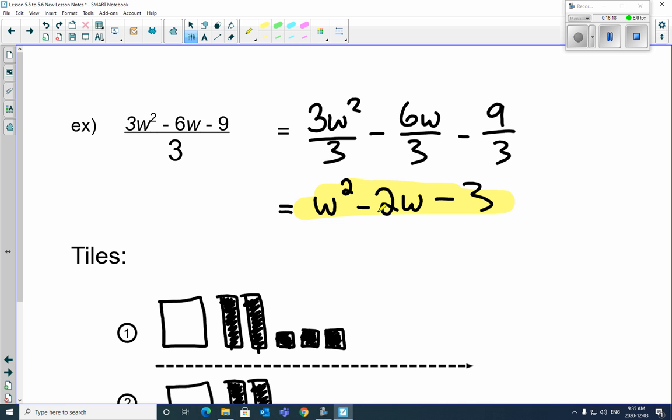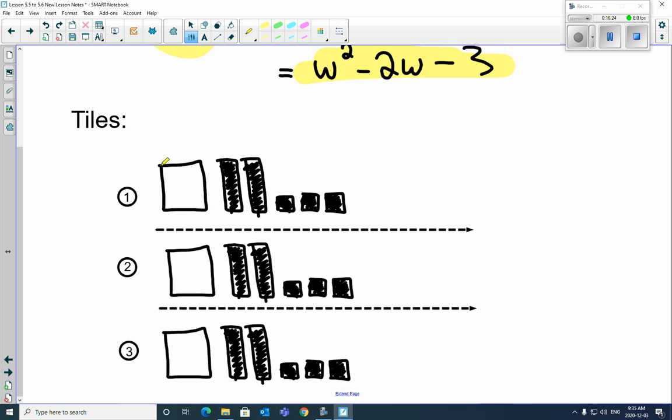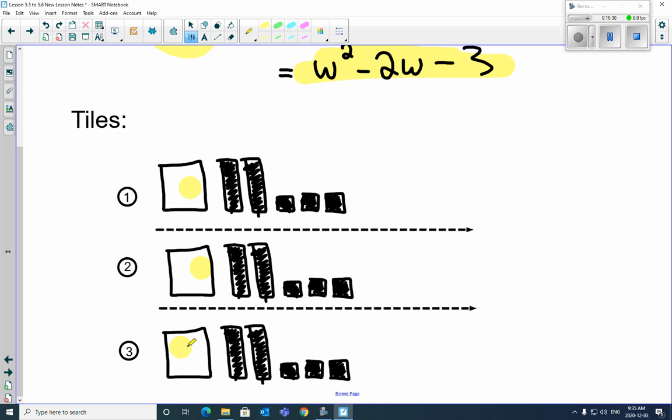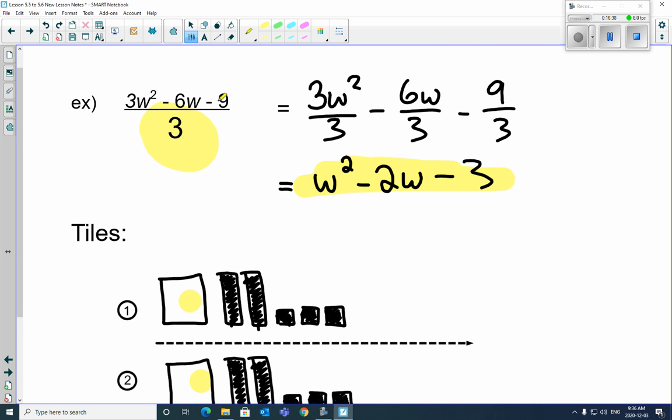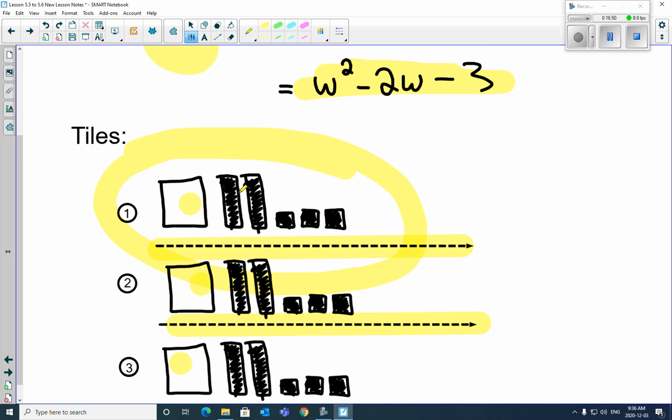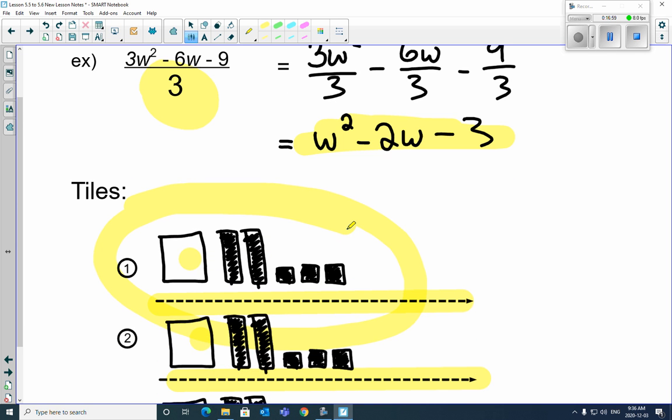So that's algebraically. Now, if you want to do this with algetiles, the key difference here is you've got to break it into how many groups? 3 groups. So we draw out everything. So we have our 3w squared, so we're going to have 3 big squares. Negative 6w, we're going to have 6 black ones here. So 1, 2, 3, 4, 5, 6. And then we have negative 9, so we need 9 of the dark squares. Break it into 3 groups. There's our lines, 1 and 2. So we have 3 groups. So what are we left over with? Well, that's going to be your answer. So we're left with positive w squared minus 2w minus 3. So again, algebraically, algetiles. You decide.